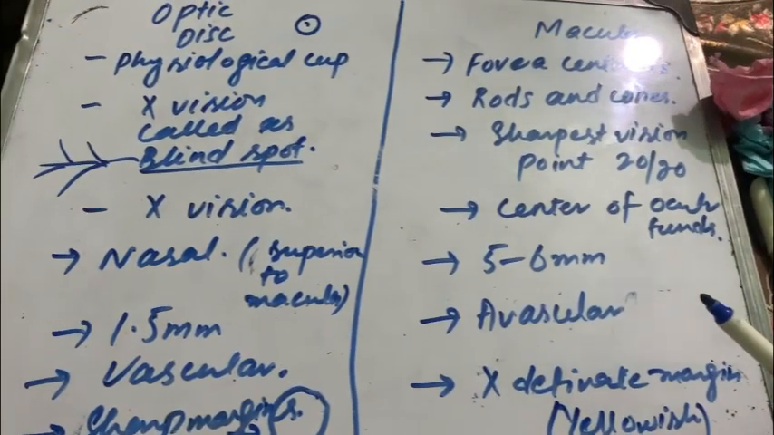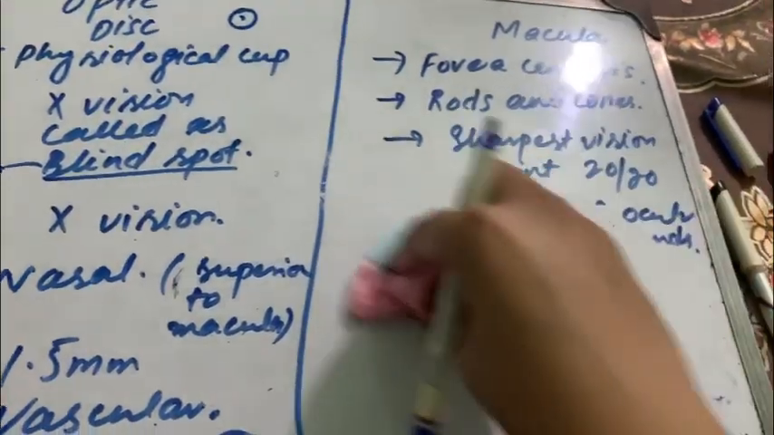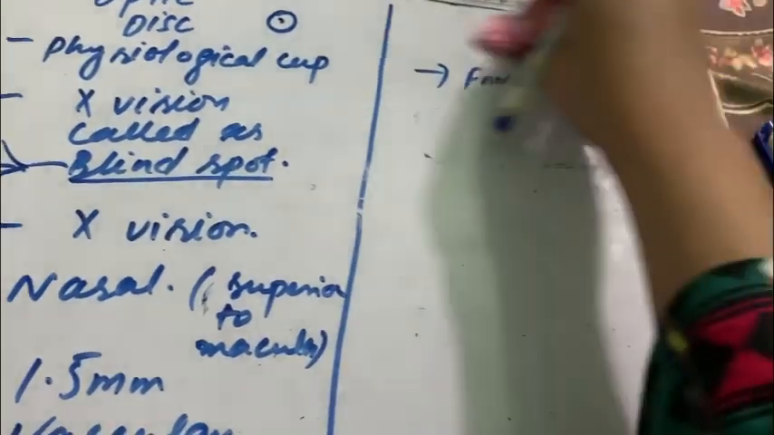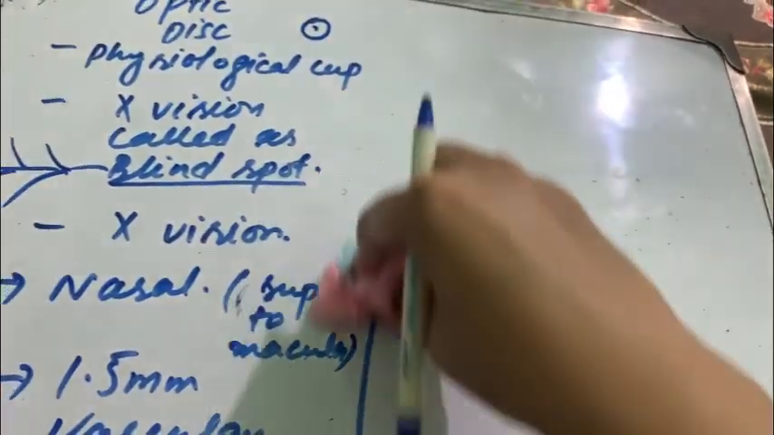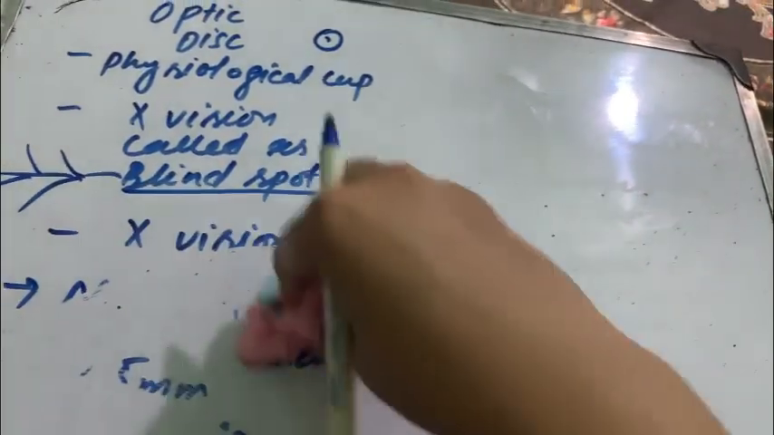7 differences. The next detail about the retina, the second part of the retina, the second lecture, the detail of the retina will be covered in the next lecture.